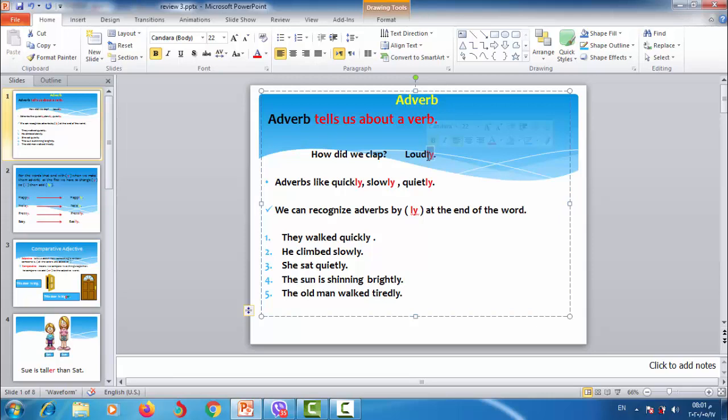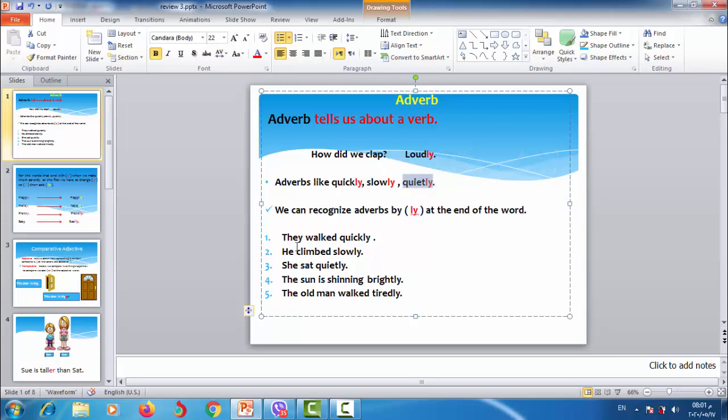For example, how did we clap? Loudly. How did we clap? Slowly. Okay, and these are the adverbs. For example, quickly, look, we have ly. Slowly, we have ly. And quietly, also we have ly.